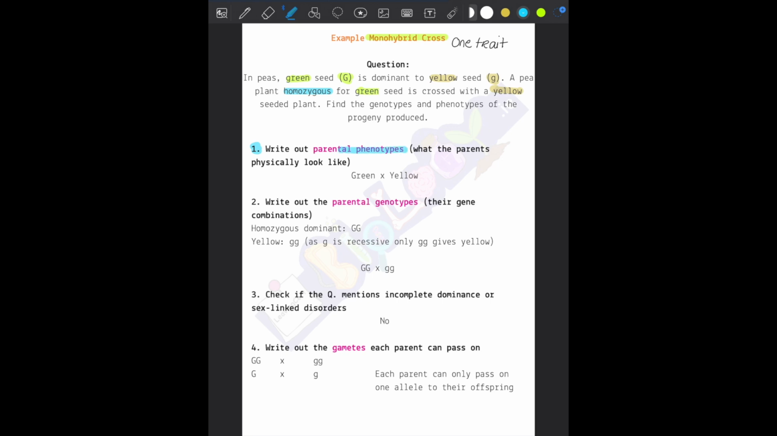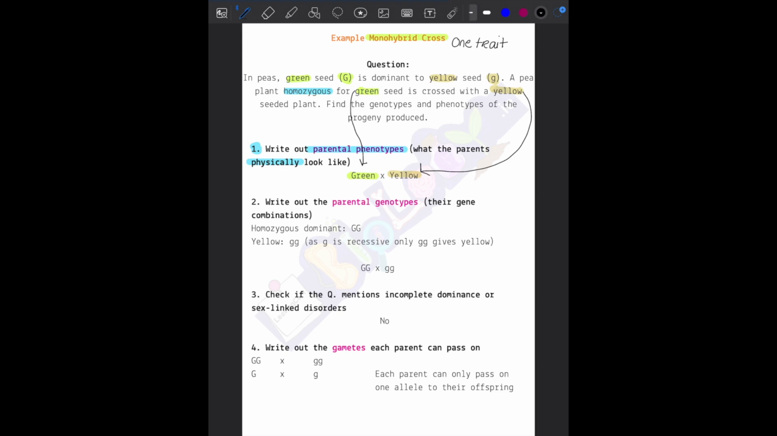So step number 1, write out your parental phenotypes, what they physically look like. We are told that we have a green parent crossed with a yellow parent. So a green plant with a yellow plant. Remember, homozygous for green is crossed with a yellow seeded plant.